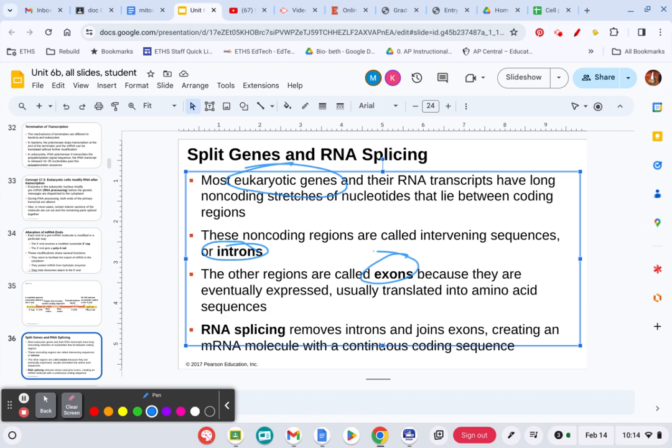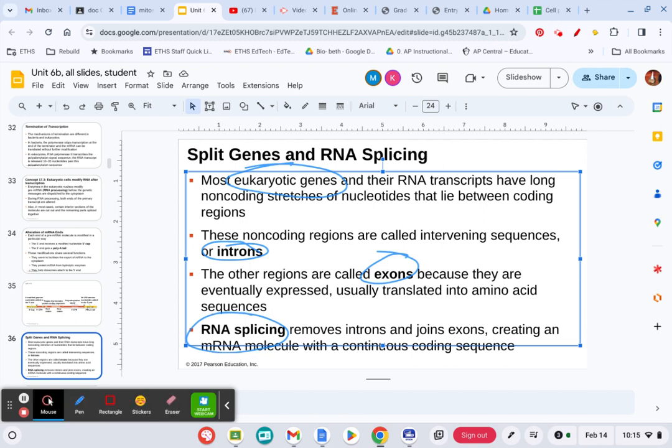And the process of taking out the introns that are in between and putting the exons that will be expressed together is called RNA splicing. And that is accomplished by enzymes as well as some other molecules that I'm going to talk about in a second.